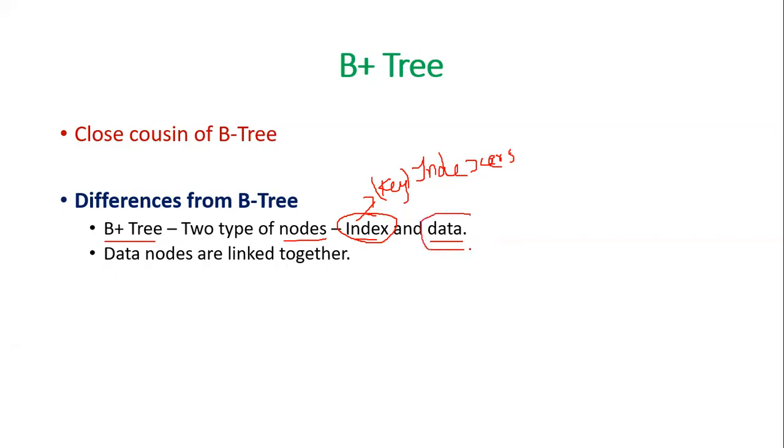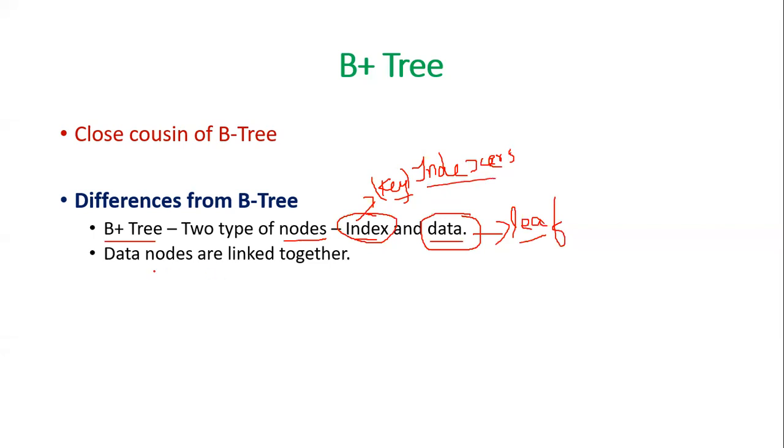Data will be available only in leaf nodes. Leaf nodes are otherwise called data nodes. All other nodes will have keys, but these keys are not actual data. These keys are indexes.